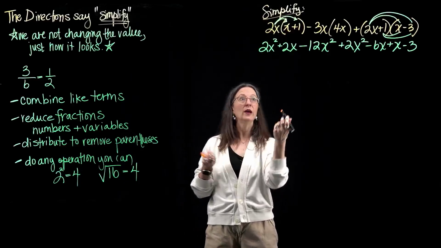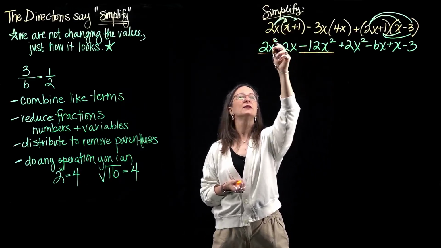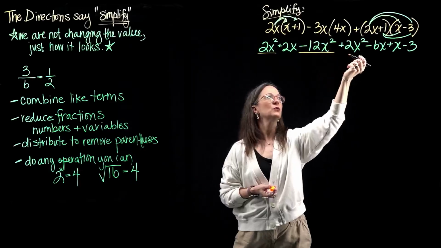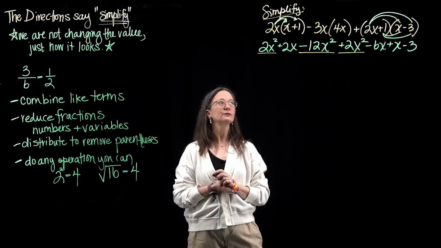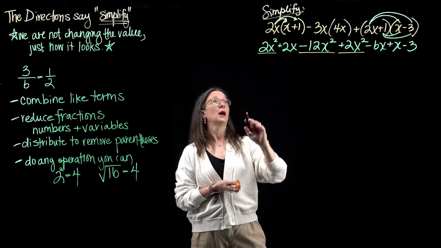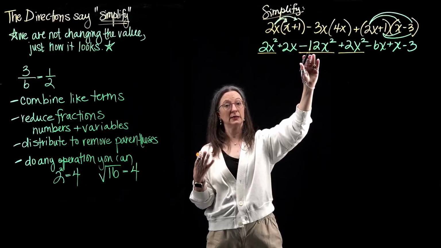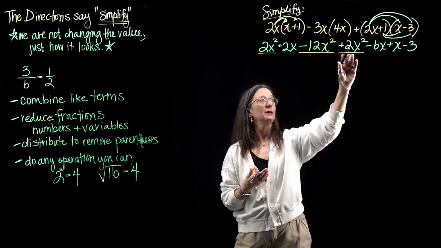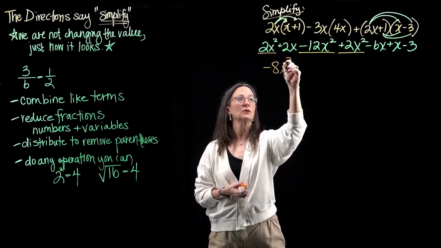So I'm going to go through and find all of my x squared terms. I have a 2x squared, a minus 12x squared, and a plus 2x squared. So that would give me 2x squared minus 12x squared is minus 10x squared, plus 2x squared would give me minus 8x squared.